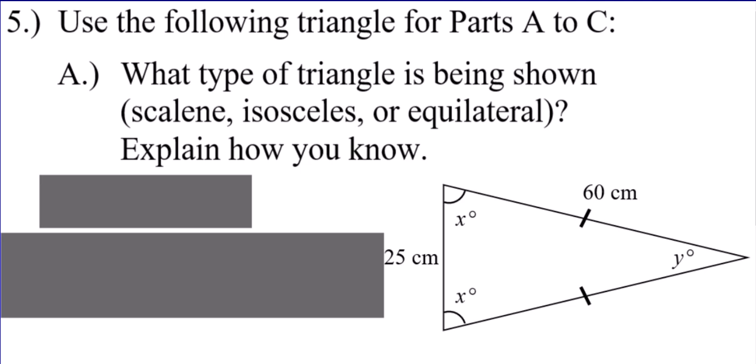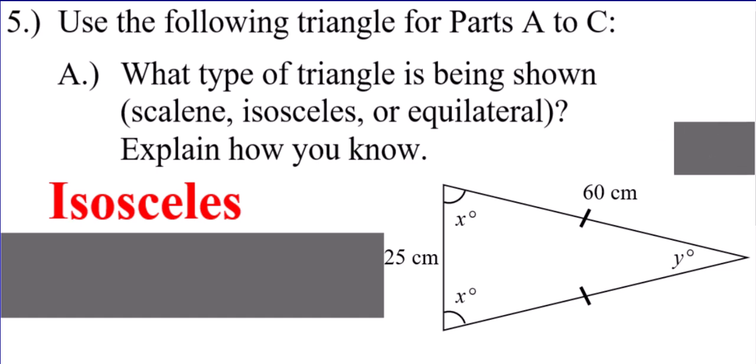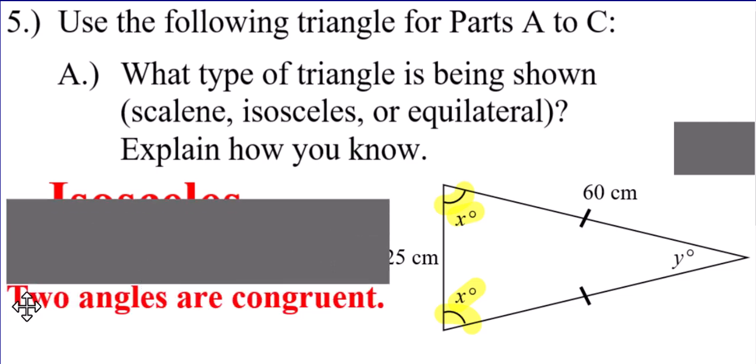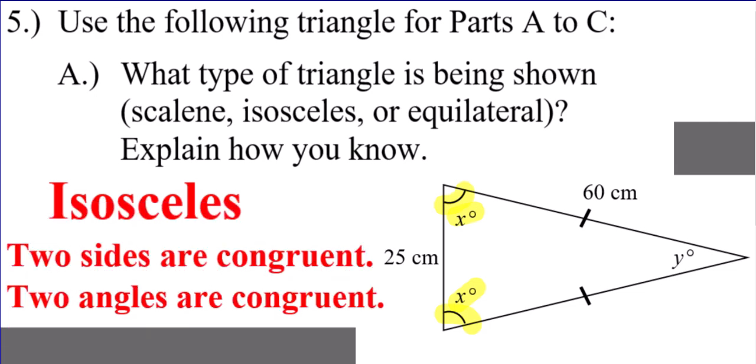Okay, did you already do parts A, B, and C of number 5? If not, hit pause now and try it on your own first. Here we go. This is an isosceles triangle. There's 2 ways that you could have explained. We see that this angle is called X, and this is also called X. You could also see the single arc mark here, and also the matching single arc mark here, showing you that we have 2 angles that are congruent.